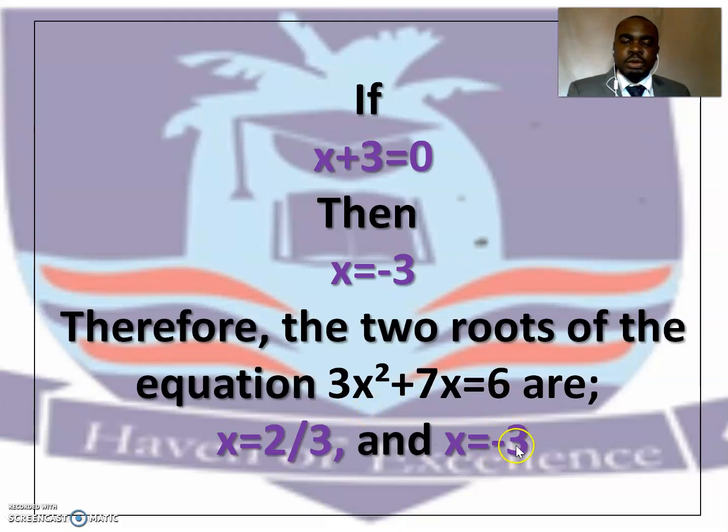Why don't you find out if x is equal to 2 or minus 2? What will happen? 3 times minus 2 squared will be 4. 4 times 3 will be 12. Minus 2 times 7 will be minus 14. So 12 minus 14 will give us minus 2, which is not the same as what we have here. So this expression will not be correct except for the values x equal to minus 3 and x equal to 2 over 3. And that is why they are called the roots of this expression, of this equation rather.